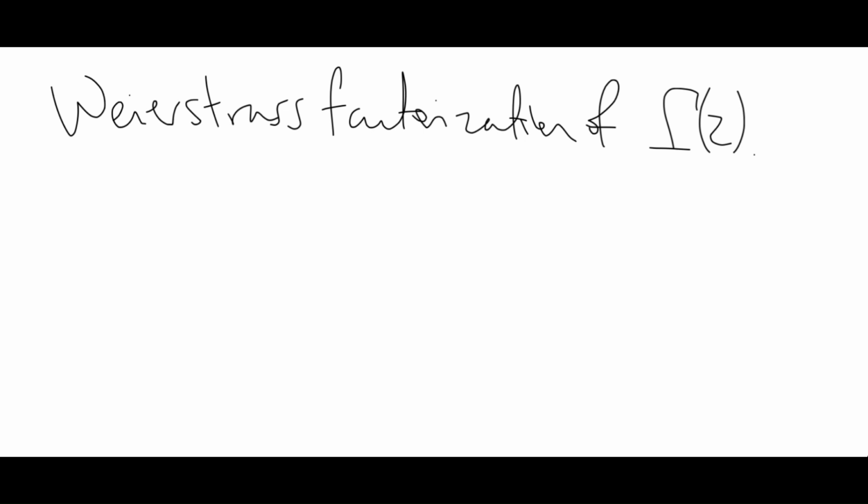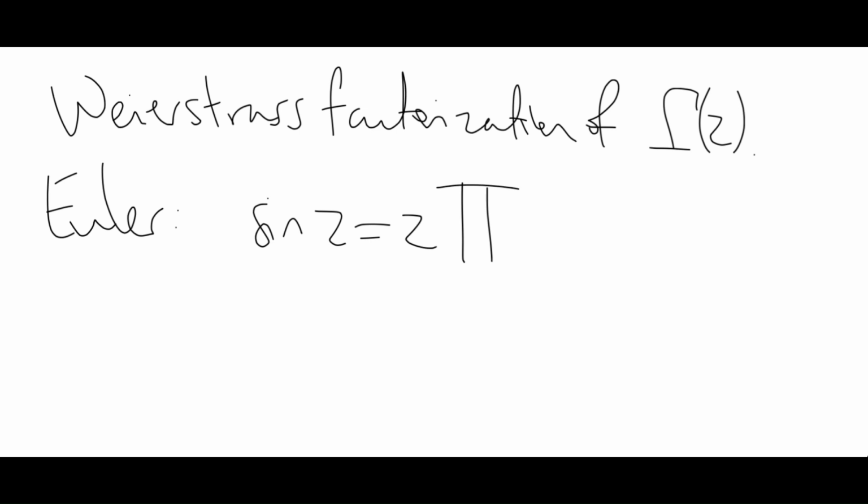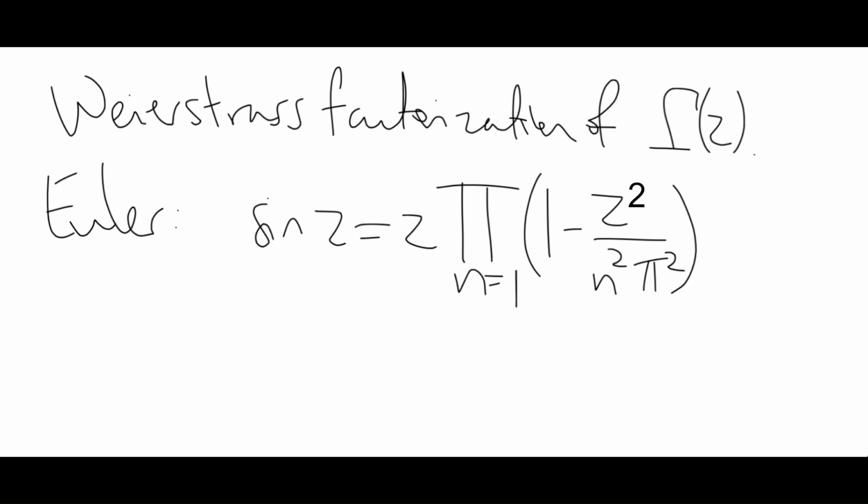Now, recall that Euler found that the sine function could be written as an infinite product. Well, he didn't actually prove this, but it is correct. The way you find this factorization is you just look at the zeros of the sine function, which is every integer multiple of pi, and then you basically just make an infinite product in the only way that makes sense, and it just so happens to work out perfectly.